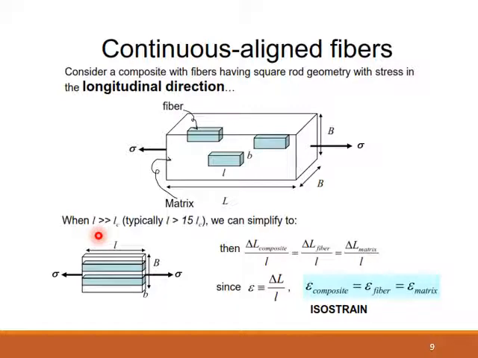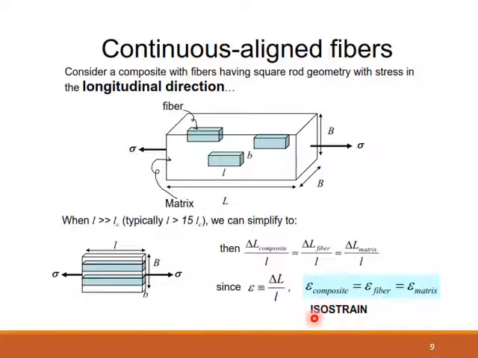We need to understand that there are two conditions we are going to consider in estimating the property of the composite material in this case. The first condition is called the isostrain condition. The second is called the isostress condition. We'll look at the isostress as we go along. For the isostrain condition, as the name implies, isostrain means equal strain. You will obtain an isostrain condition when the load application is in the same direction as the orientation of the fiber.